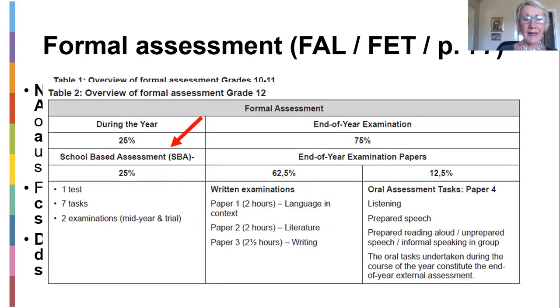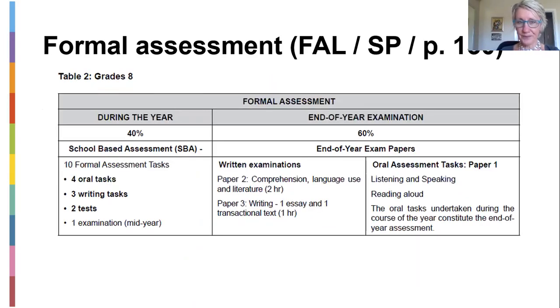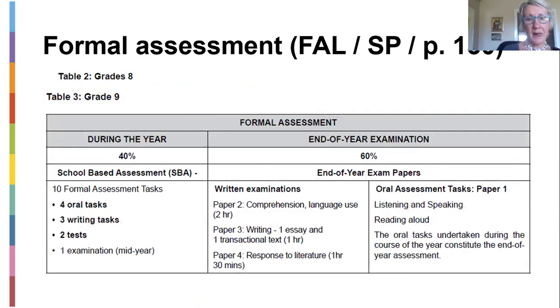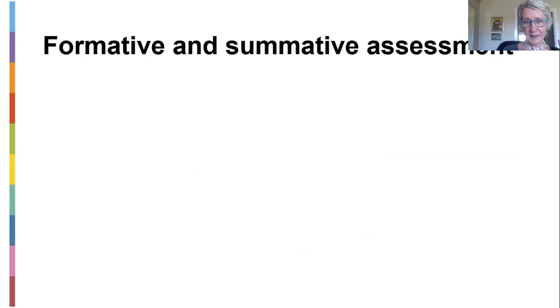This is for grade 12. Again, during the year, your school-based assessment is 25%, the end of the year 75%, with your written examinations counting 62% and your oral assessment counting 12.5%. It's all laid out. SPs, there we go, grade 8: 40% for the SBA, so it counts more, and the end-of-year exam is only 60%. They combine these two to give you your formal assessment mark. This is for grade 9, also again 60 and 40% formal assessments.